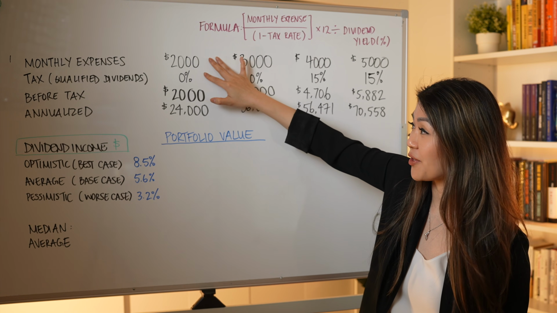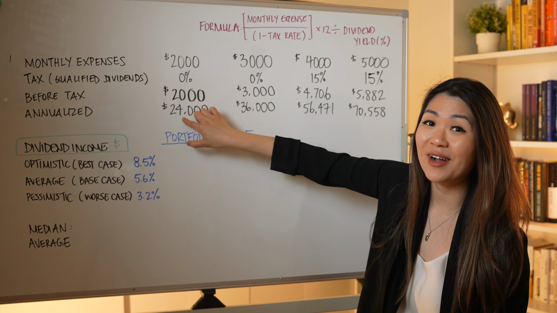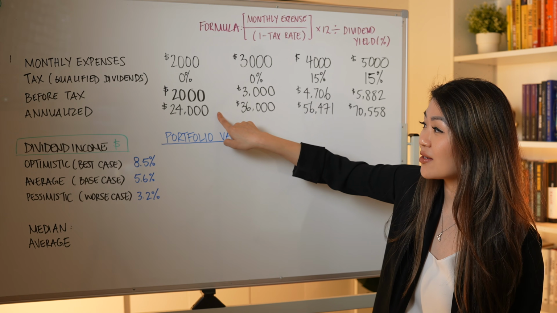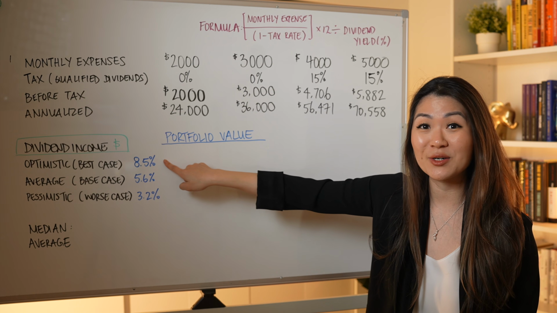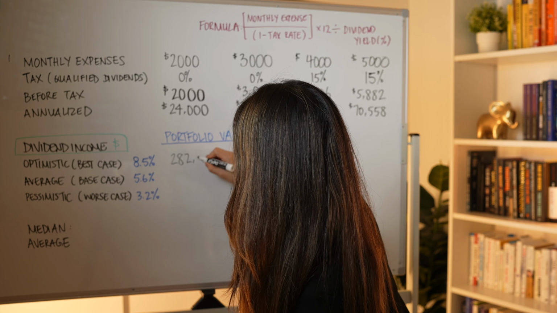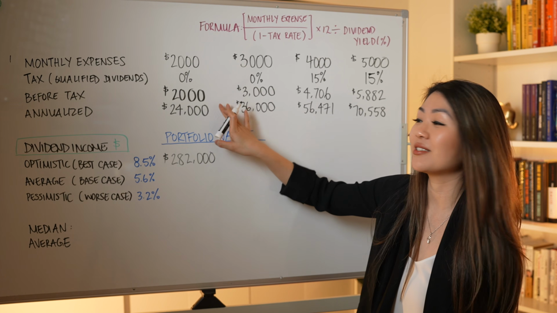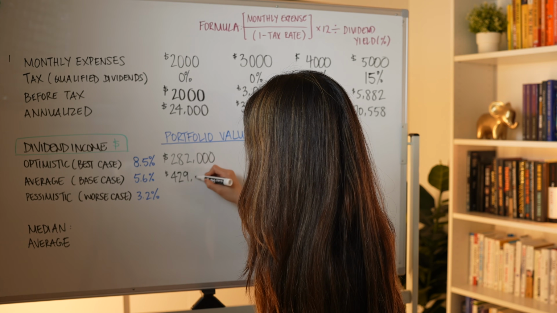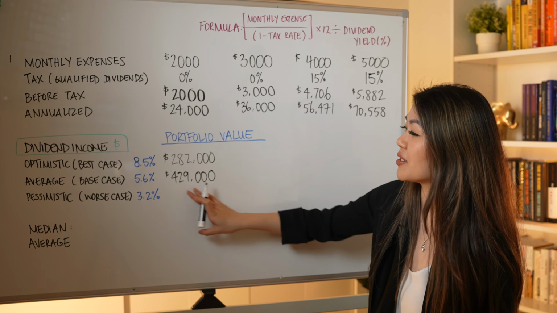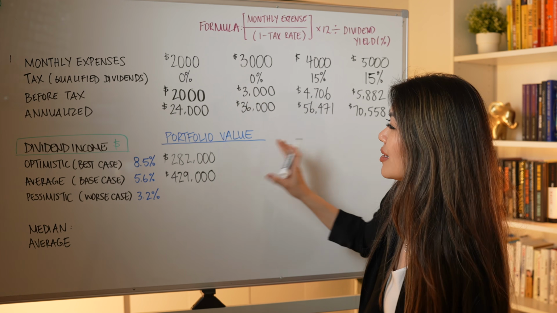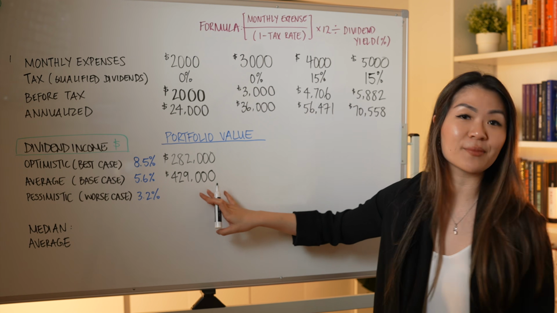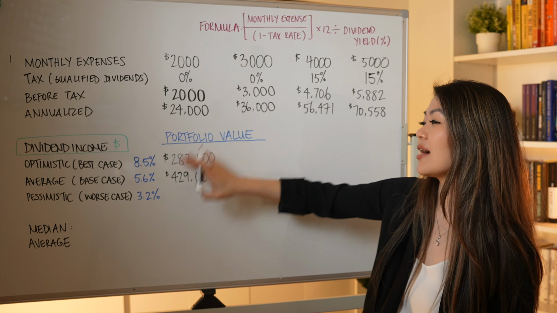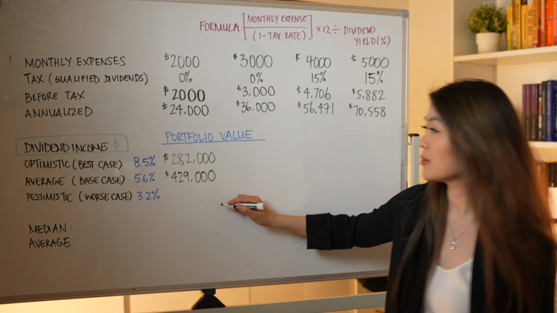Of cash flow. We're gonna take 24,000 divided by 0.085. 24,000 divided by 0.056. I'm gonna round to the nearest thousandth just to make this a little bit easier on the eyes. But the actual number is 428,571, okay? And then 24,000 divided by 0.032.